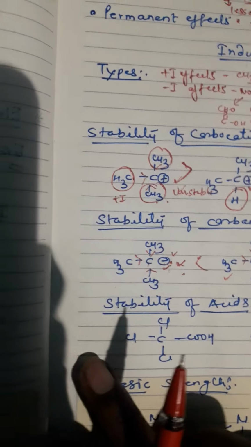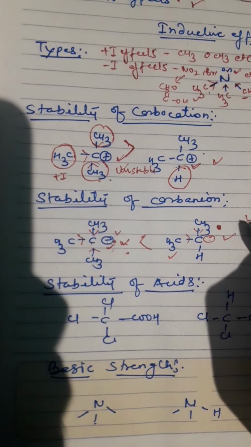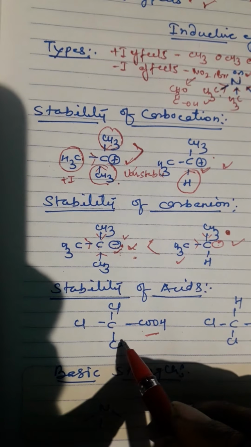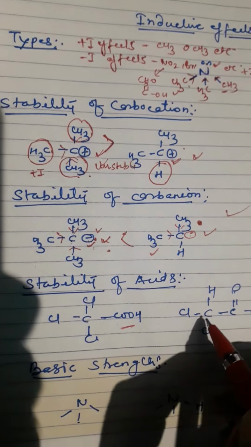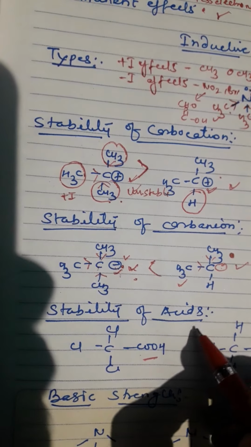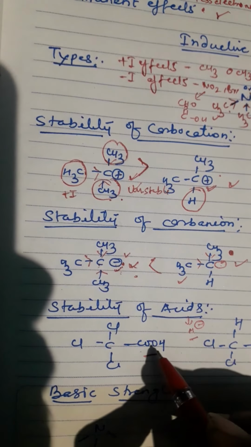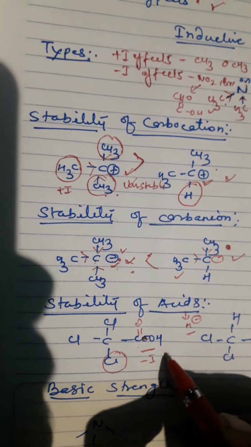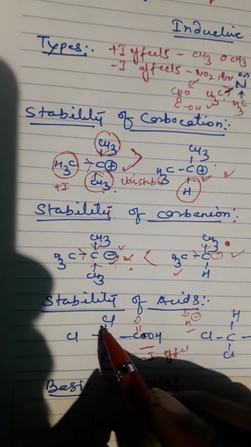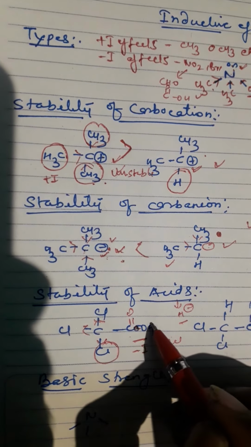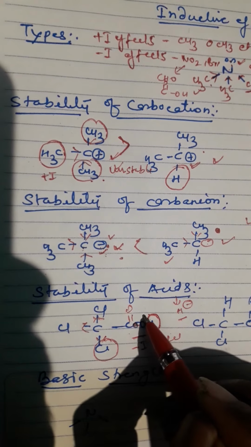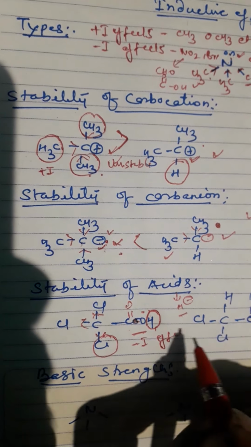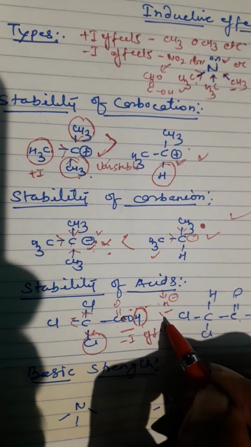So we will discuss carbocation stability, carbanion stability, and stability of acids. Acid means a molecule that releases hydrogen easily. There are two molecules here. In this molecule, the minus I effect means it receives electron density towards itself. So this hydrogen breaks down easily, because the 3 chlorines attract electrons, so this hydrogen will be released more easily as compared to this. So from the stability point of view, this will be more stable.